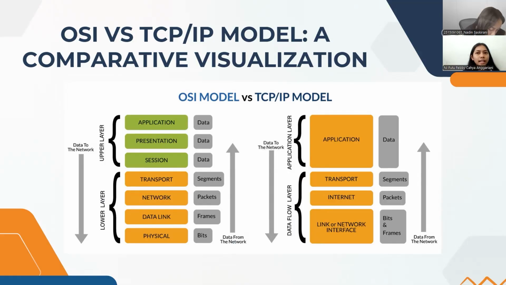The transport layer exists in both models, and it's responsible for end-to-end communication and data delivery, such as using TCP and UDP. The network layer in OSI corresponds to the internet layer in TCP/IP, which handles IP addressing and routing packets between networks. And the data link and physical layers in OSI are combined into the network interface layer in TCP/IP, which handles hardware communication and data transmission over the physical network.